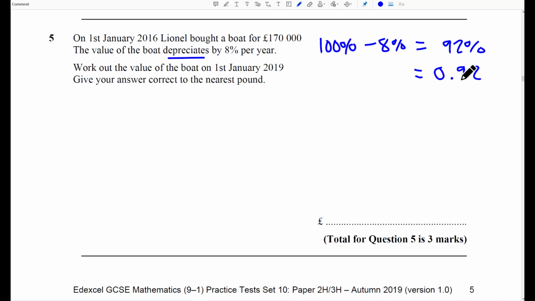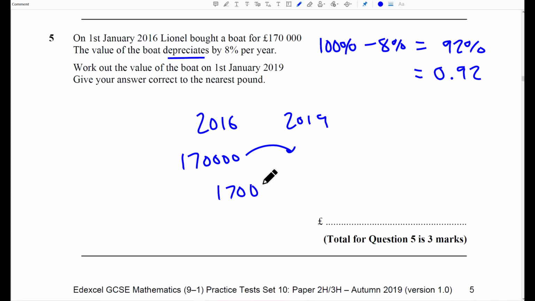So that's 2016 to 2019, we've got £170,000. That's 3 years, so we just need to do 170,000 times 0.92 to the power of 3, because that's 3 years.